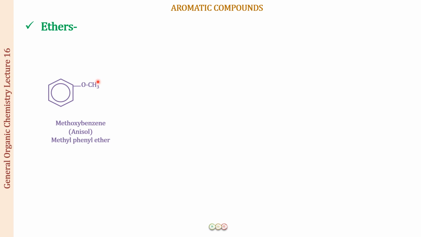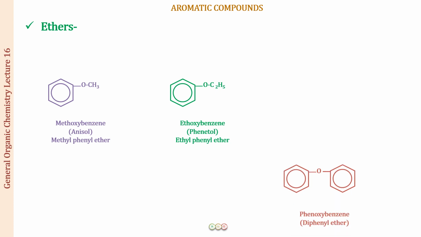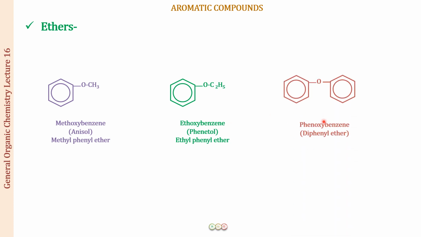Well, it is going to go with that carbon which is going to be lower in number, right? So this is 1 carbon, these are 6 carbons, so it is going to be methoxybenzene. The common name of this compound is anisole, and the other way in which we can name it commonly is as the methyl phenyl ether. The next we have is the ethoxybenzene, which is commonly called phenetole or the ethyl phenyl ether. And then we have the phenoxybenzene, which is the diphenyl ether.